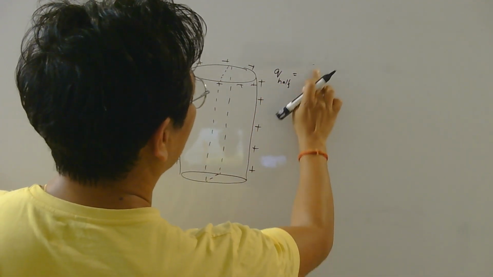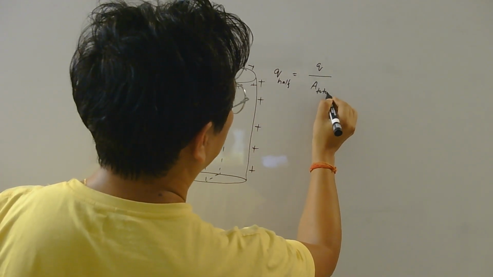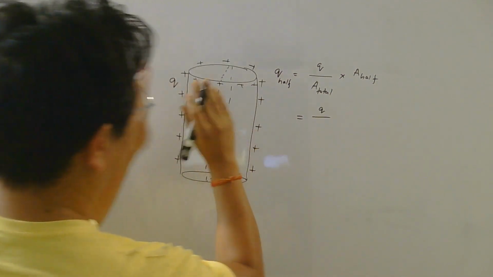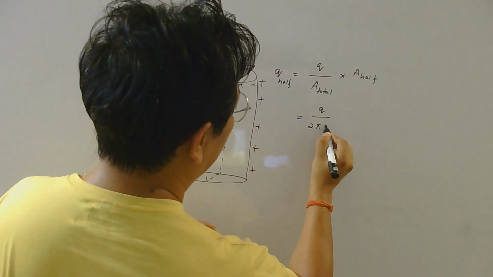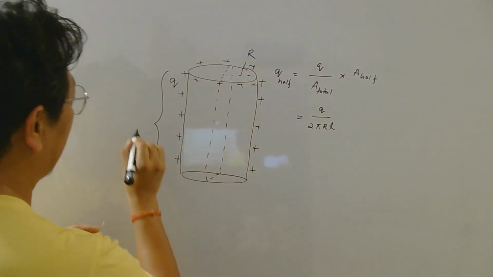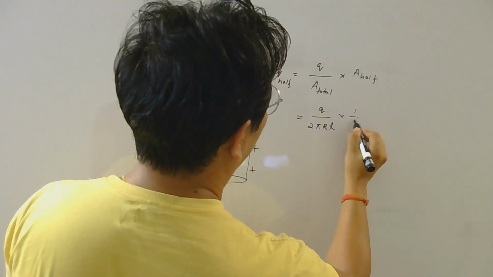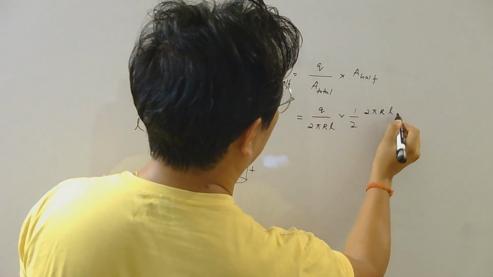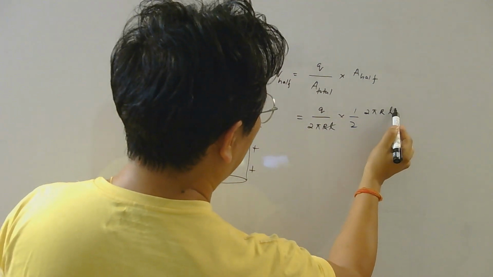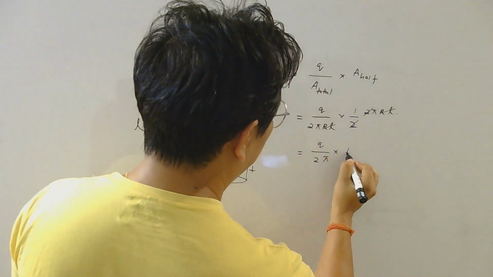Well, we can write this as the total charge divided by the total area, into the area of the half part. So now what is the total area of the cylindrical surface? 2 pi r into L, where r is, let's say, the radius and L is the length. And what will be the area of this half part of the surface? It will be half of 2 pi r into L, isn't it? Now if I cancel this r, pi, and this 2, then you will get Q by 2 pi into pi.